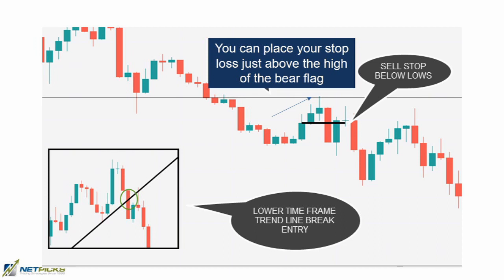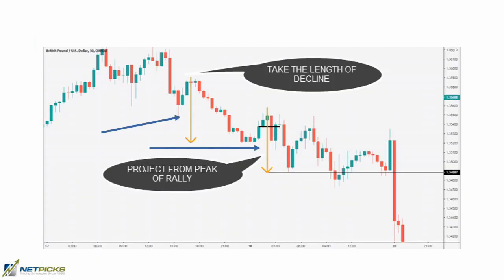So now we're in the trade. Profit targets are going to come next. So how do you exit the bear flag? Well, to find the exit, we're going to do what we call a measured move. And basically, we measure from the peak of the leg down, the flagpole, to where price found support. We're then going to project that same distance from the high of the rally.